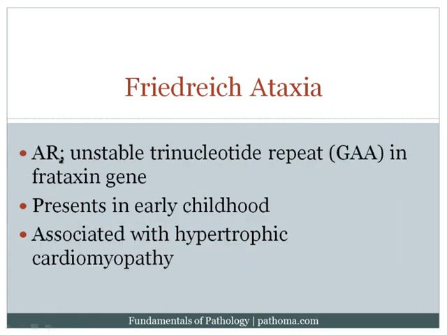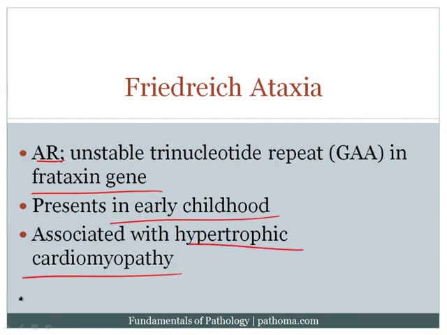Now, this is an autosomal recessive disorder characterized by an unstable trinucleotide repeat in the frataxin gene. High yield to note that the frataxin gene is essential for mitochondrial iron regulation. And of course, if you cannot regulate iron properly, you increase the risk of developing free radicals via the Fenton reaction. And so again, here you would also get free radical damage to the neurons. Now, this presents in early childhood. And another high-yield association is that these patients can have hypertrophic cardiomyopathy. Examiners like to go after that as well. And that concludes our discussion of spinal cord lesions.